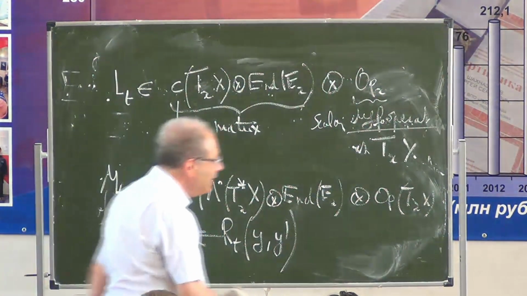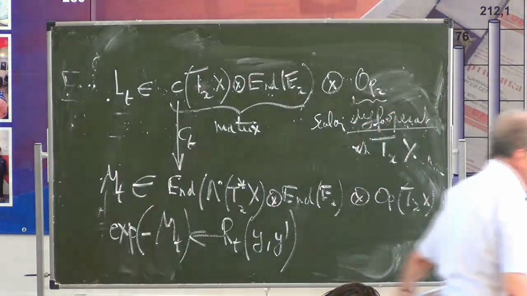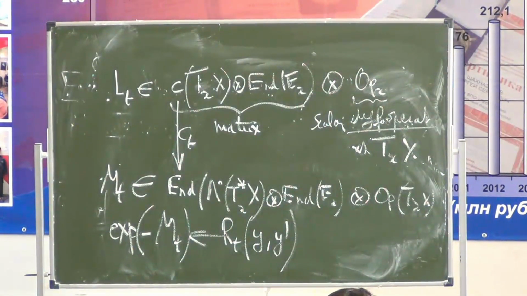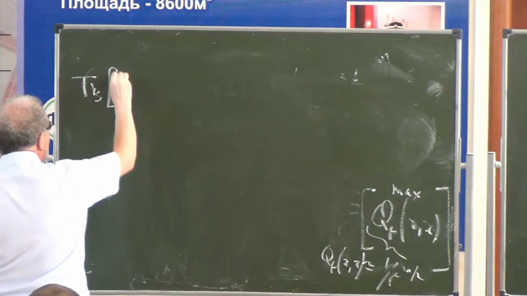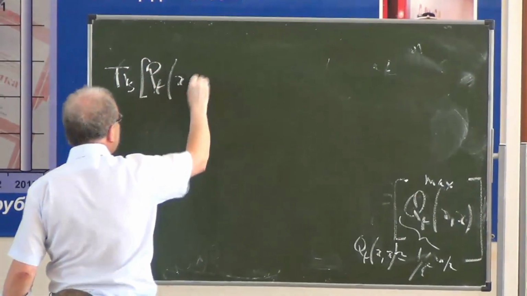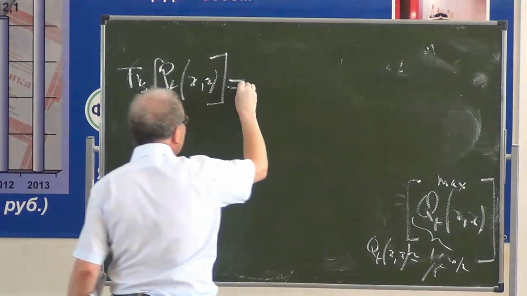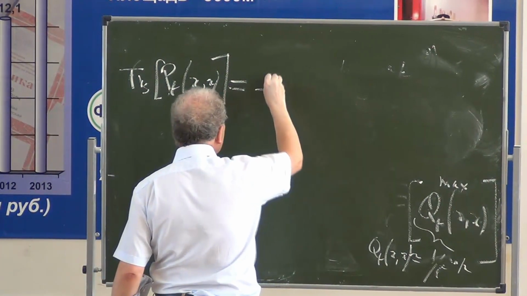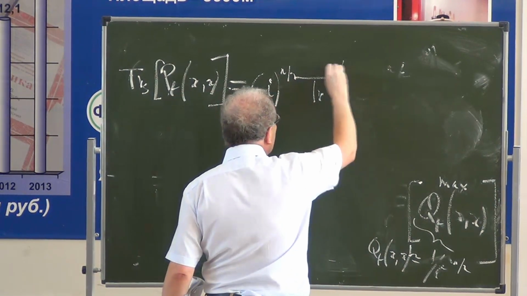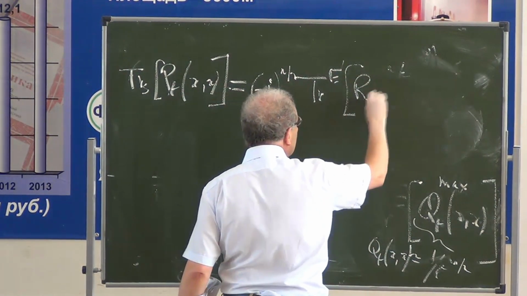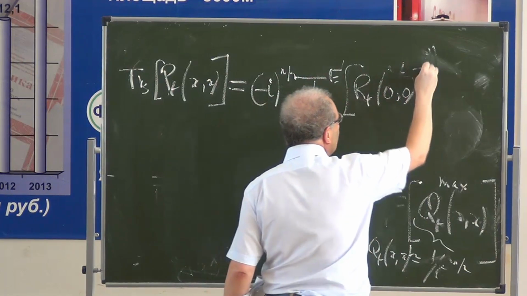Okay. So ultimately, if I put everything together, when taking the supertrace, I will get the supertrace of PT of X and X. I use what I said before. This will be minus i to the n over 2 trace over E of RT of 0 and 0 max.